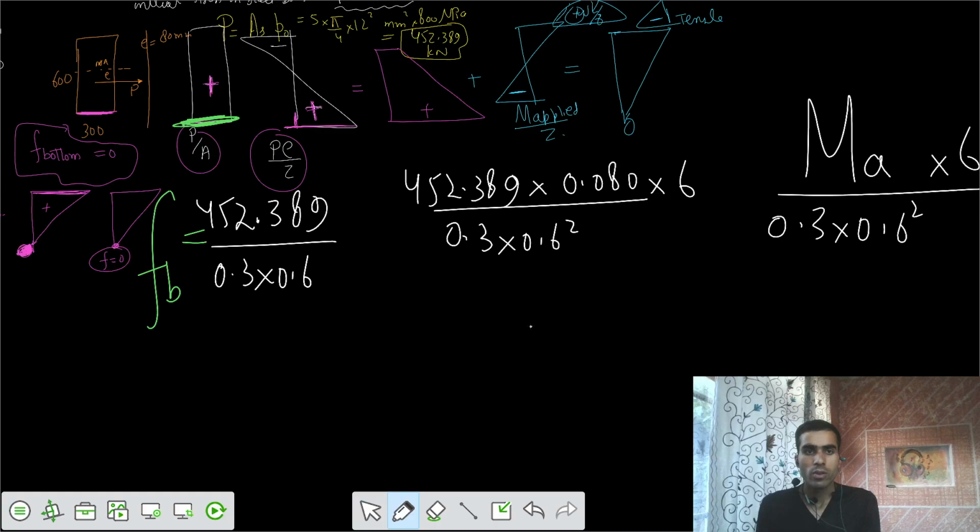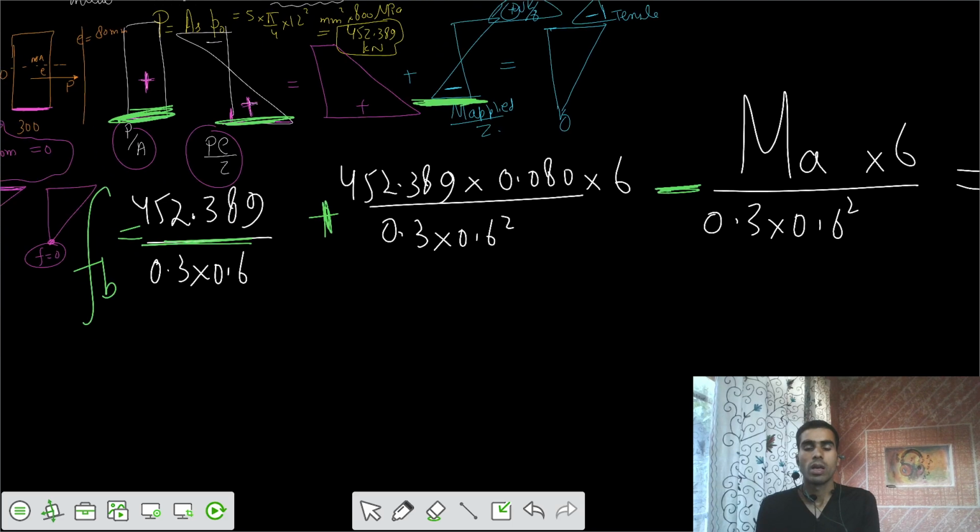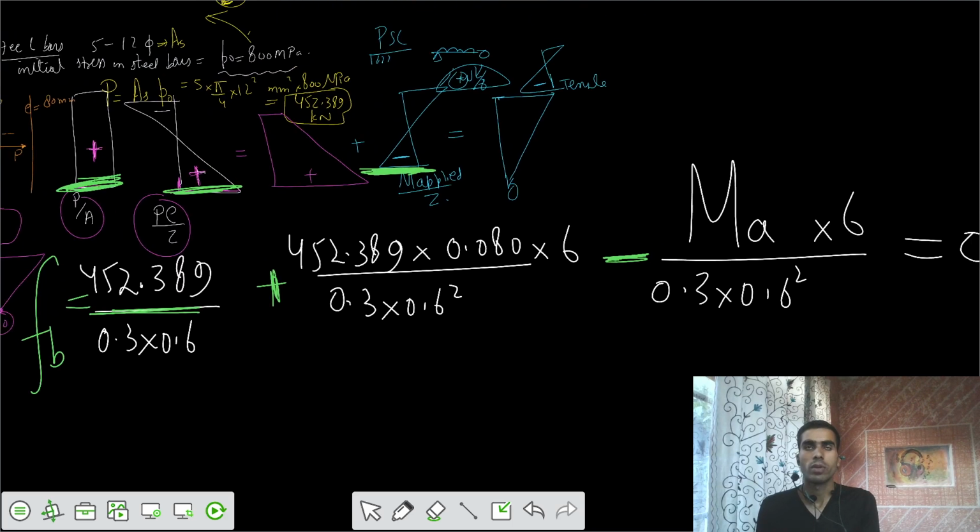What are the stress values at the bottom? Because of these three combinations, P by A is positive, PE by Z is also positive, and M applied by Z is negative. So finally, I have to equate it with 0. Tensile stresses we keep negative, and finally I should apply such an amount of moment which would cause the net value of stress at the bottom to be 0. That means it should not be tensile.